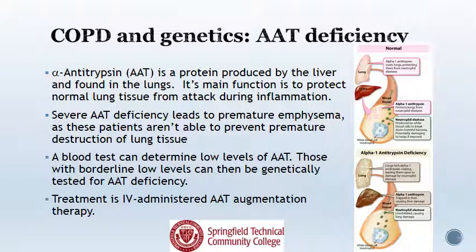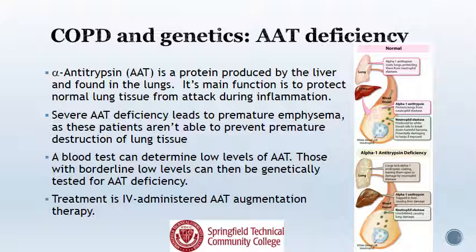So when we talk about genetics and COPD, this alpha-1 antitrypsin is a protein that is made by the liver, and it's found in the lungs. Its main function is to protect normal lung tissue from attack during inflammation. So if the patient has alpha-1 antitrypsin deficiency, it leads to premature emphysema because these patients don't make that protein which protects the lung, and they have early destruction of lung tissue. A blood test can determine low levels of alpha-1 antitrypsin.